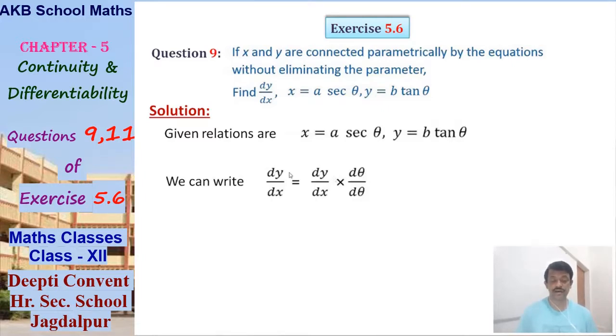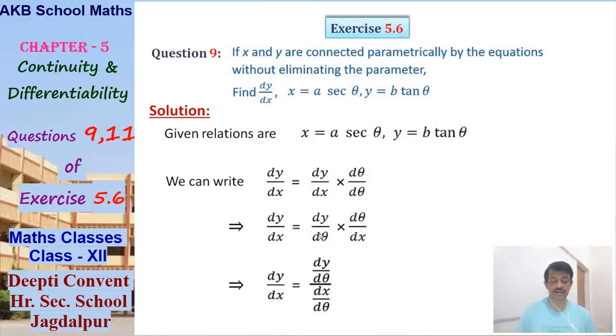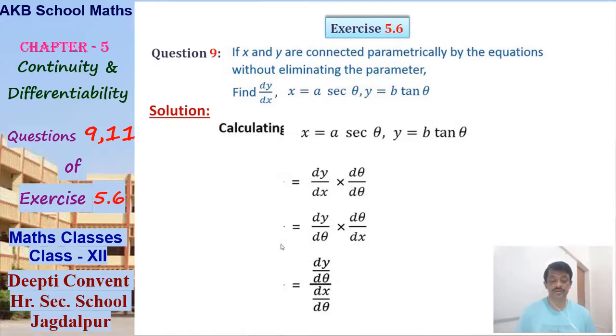Here we can write dy by dx equals dy by dx into d theta by d theta. Transferring d theta, we get dy by d theta upon dx by d theta. So this will be our formula. First of all we have to find the value of dy by d theta and dx by d theta.